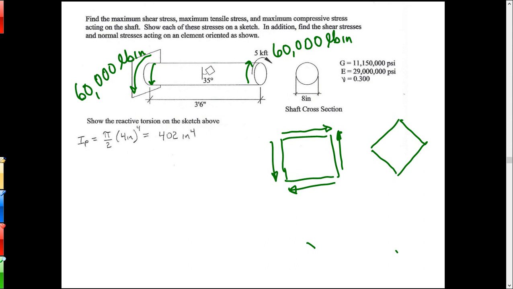All right. So we get tensions going that way, compressions going the other way. We good with that? Any questions on that? And there's no shear on these planes, so these are principal planes. Okay? So that's what's going to happen there.